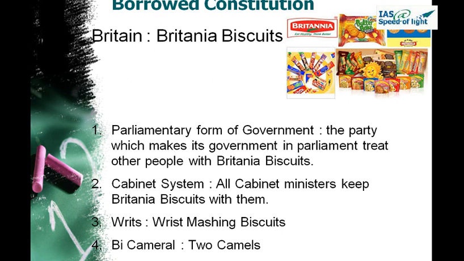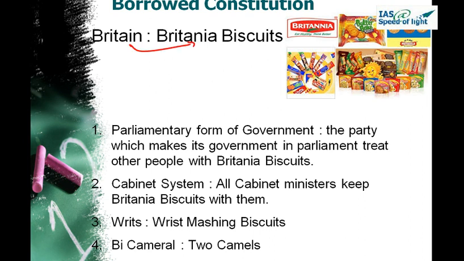Now let's come to the third task of the day, and which is about the borrowed constitution. Like our India is a borrowed constitution. We have brought so many different features into our constitution from different constitutions of the world. So let's start one by one. So first thing is the Britain. Okay, and our picture for Britain is going to be Britannia biscuits. Britain becomes Britannia biscuits.